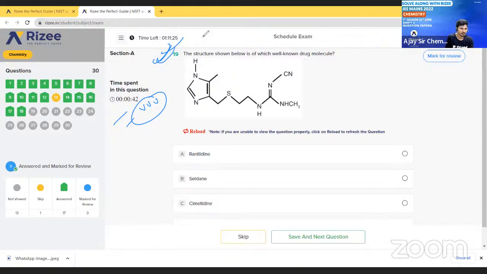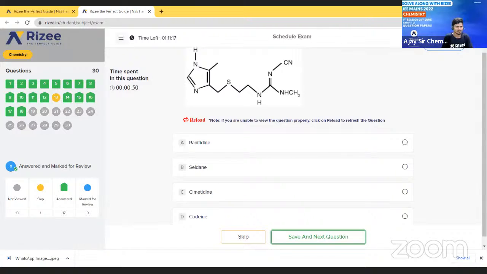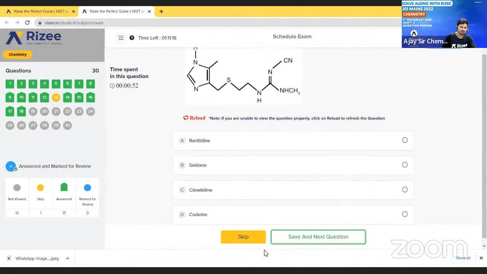What is the correct option? They just asked what is the name of this structure. Very simple. If you go through the NCERT book, you will know. Now, what is the correct option? The correct option is C.